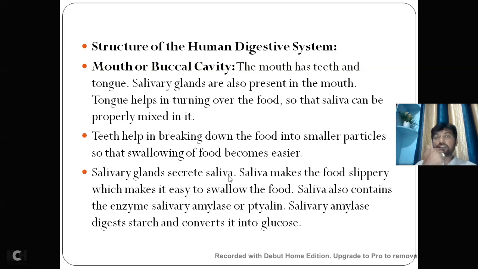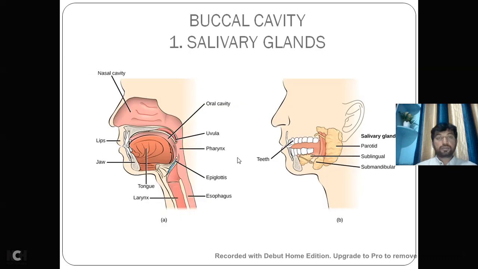The liquid part which is present in our buccal cavity, in our mouth, we call saliva. It contains water and an enzyme, we call it salivary amylase or ptyalin, right? Let us understand what is the function of salivary amylase. This salivary amylase helps in the breakdown of starch into glucose, right? First, let us understand ingestion.